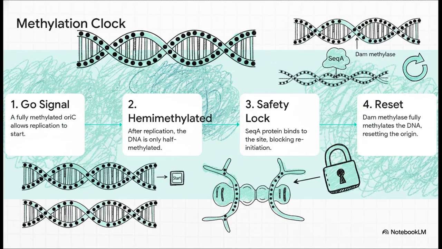Here's how that methylation clock actually works. Step 1. A fully methylated origin. That's the go signal. Replication can start. But as soon as that fork passes through, you get to Step 2. The DNA becomes hemimethylated. That means the old strand has the marks, but the new one doesn't. This state triggers Step 3, which is like a safety lock. A protein called SeqA comes in and binds specifically to this hemimethylated state and physically blocks a new round of initiation. It's only after a delay, in Step 4, that another enzyme, methylase, comes in, methylates the new strand, and basically resets the origin, making it ready for the next cycle.